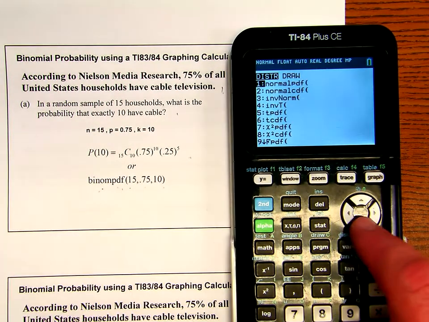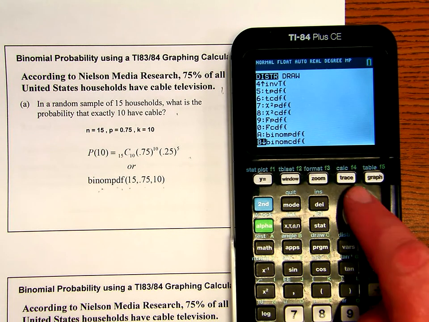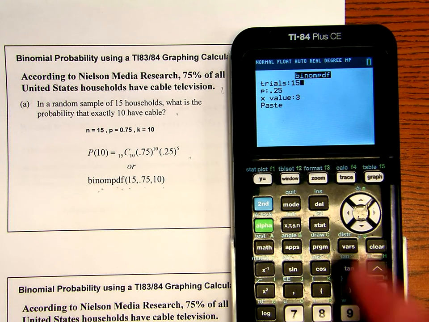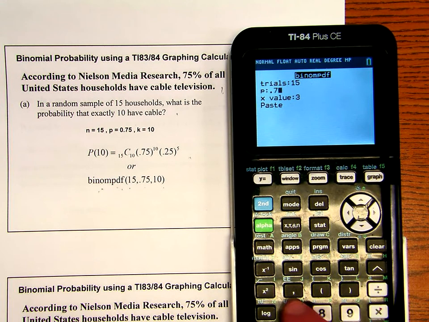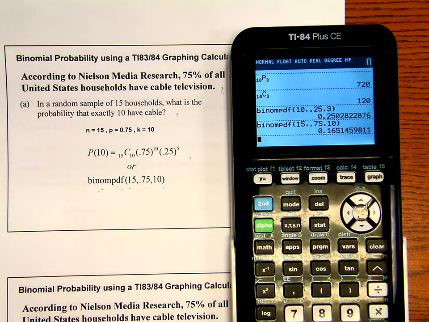So the distribution menu, same one that had normal CDF. We want binomial PDF. 15 trials, probability of success 0.75. We are interested in 10 of them. So their probability is about 0.1651.